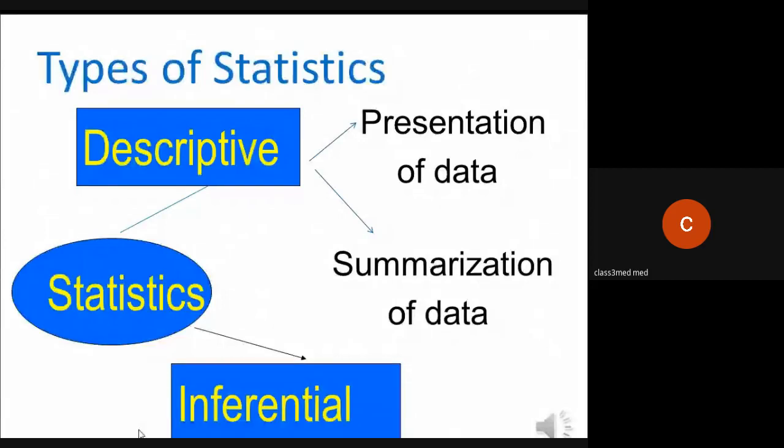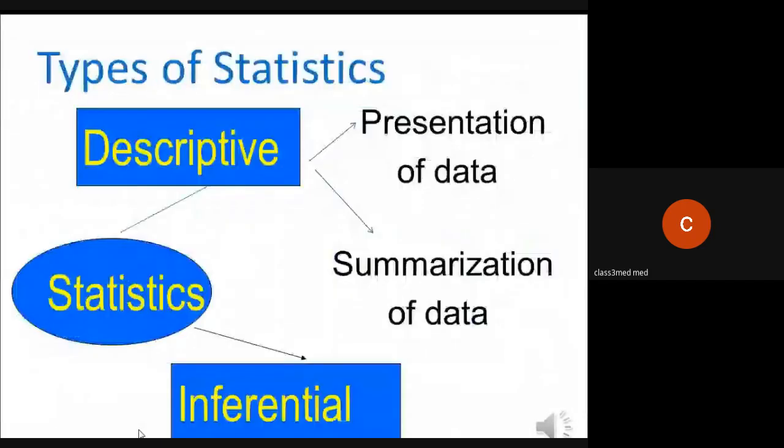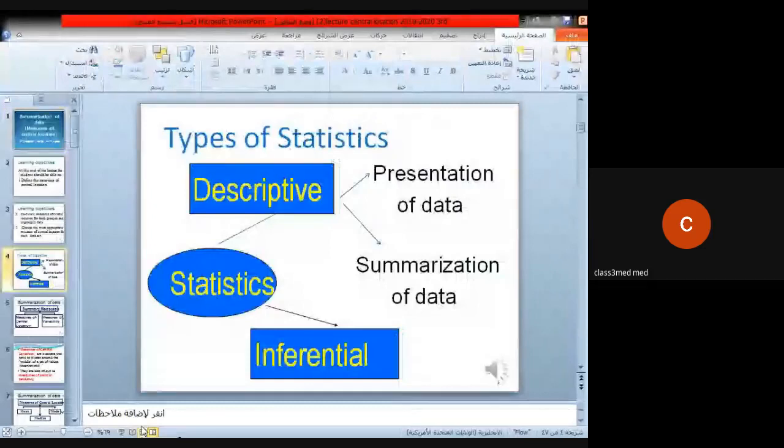Statistics is divided into two types, descriptive and inferential. Descriptive statistics include two aspects: presentation of data, and summarization of data. Presentation of data you have already covered in the previous two lectures, which is in the form of tables or graphs, and today we will start with summarization of data.